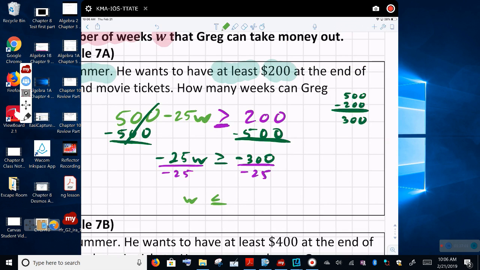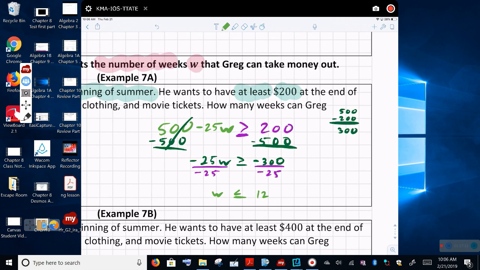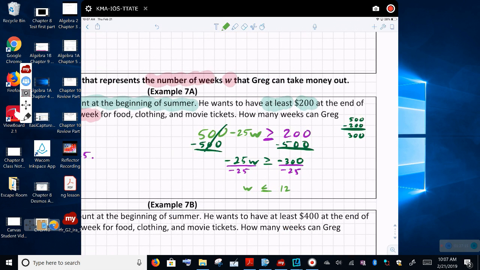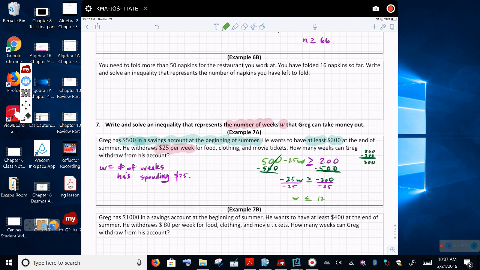Yeah. So, you can always punch this in your calculator. I would be thinking, okay, I know 25 goes into 100 four times, and then I would multiply that by 3. So, he can pull out money for at least 12 weeks, but if he goes another week of pulling out that money, then he's going to have less than $200. Okay? I think that's it.